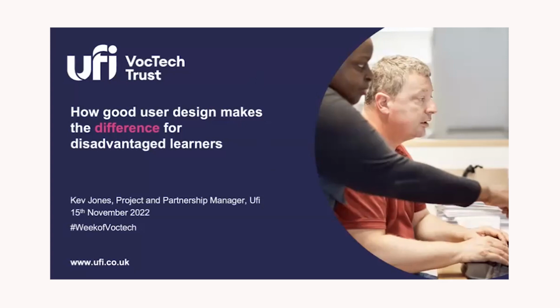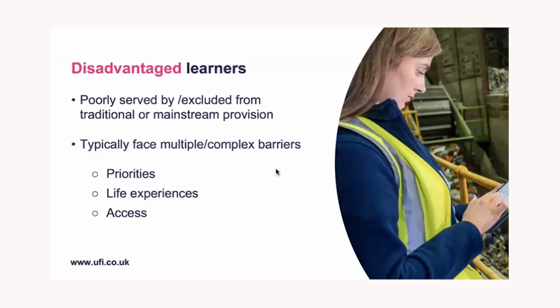We've got a great session this afternoon and a great panel around how good user design makes the difference for disadvantaged learners. So I just want to start off with a little overview of what we mean by disadvantaged learners. What we're really talking about are those that have been poorly served by or excluded from traditional or mainstream provision, or who could be at risk of exclusion. That could be economic or digital exclusion. And typically, our target audience are those that face multiple or complex barriers.